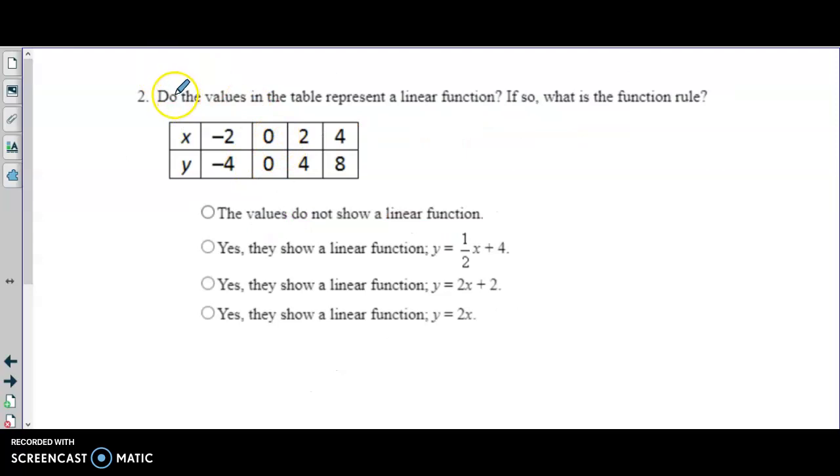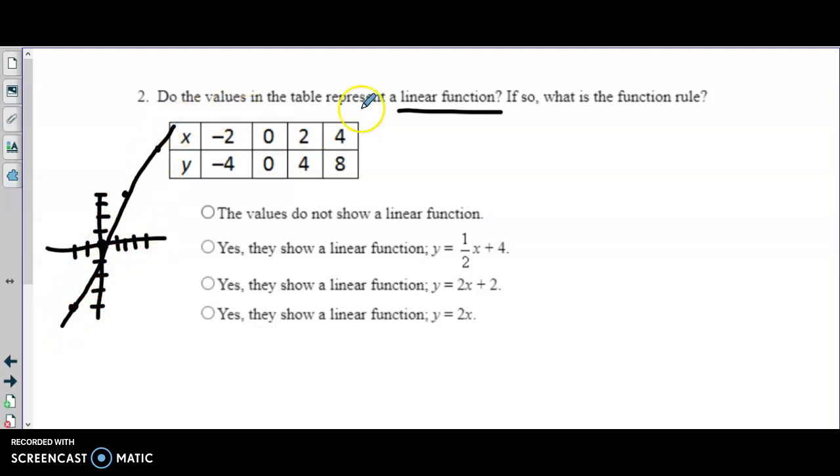Okay, let's look at another one. Do the values in the table represent a linear function? If so, what is the function rule? All right, so you can check if they're a linear function a couple different ways. You could quickly sketch a graph and you could plot these points: -2, -4; 0, 0; 2, 4; and 4, 8. So you could sketch a graph to see if it makes a straight line, which mine is not straight, but pretend it's straight, then yes, it's a linear function.